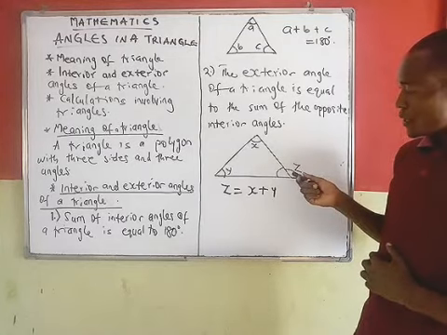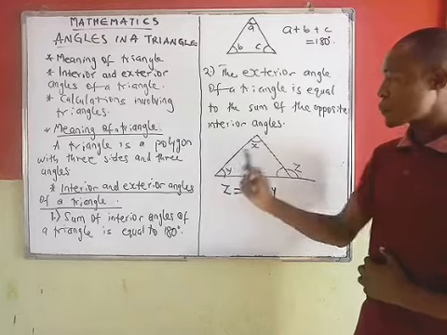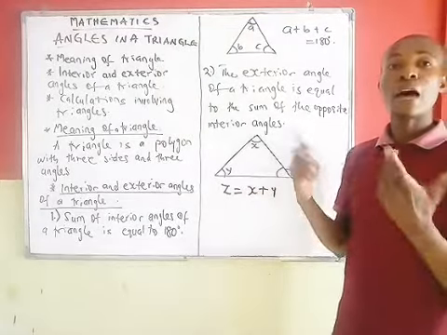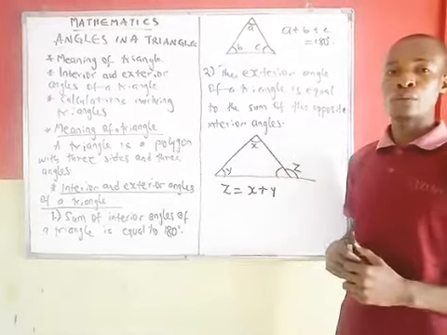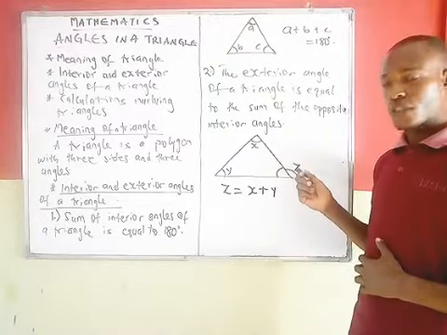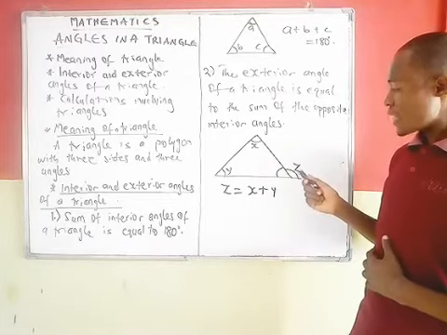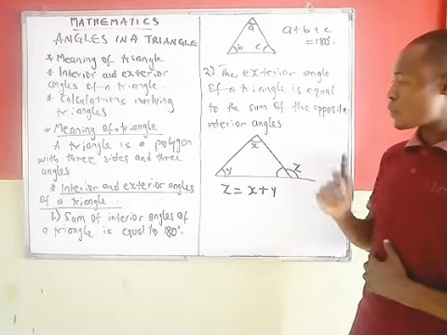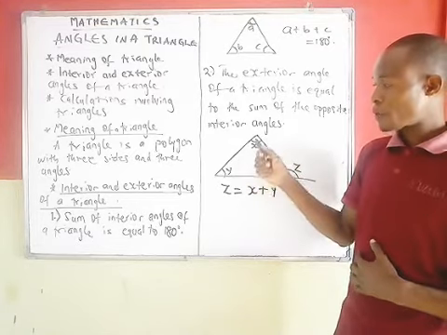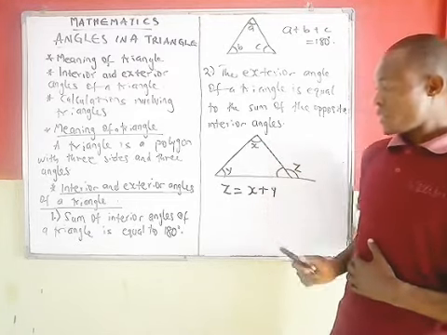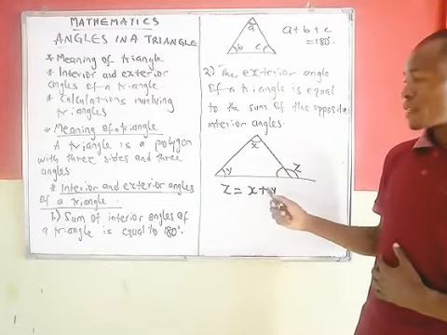So this angle here is an exterior angle to this triangle. Exterior means outside, the angle that is outside the shape, a triangle. Now these ones inside are interior. So this exterior angle Z is equal to the sum of the opposite interior angles, which are X and Y. So we'll have this formula: Z is equal to X plus Y.